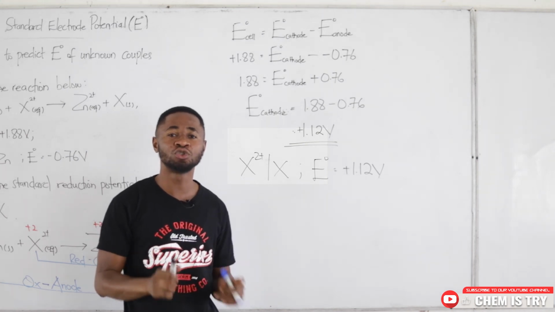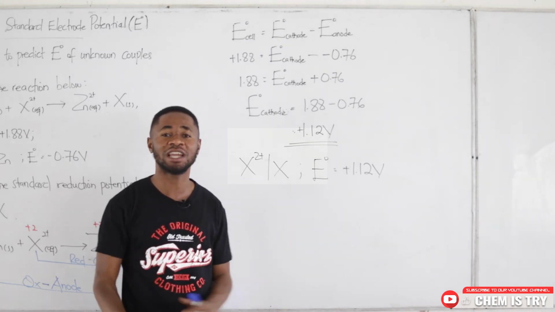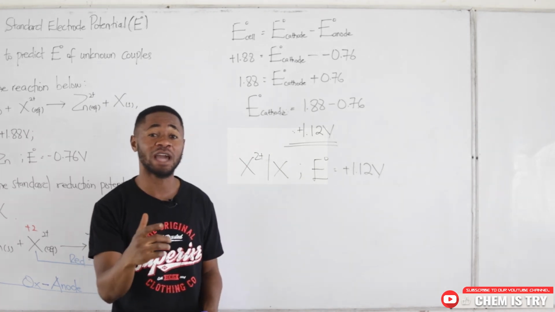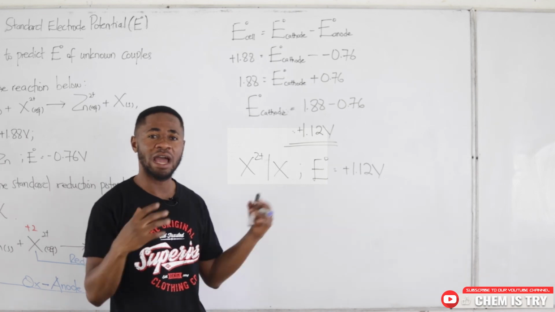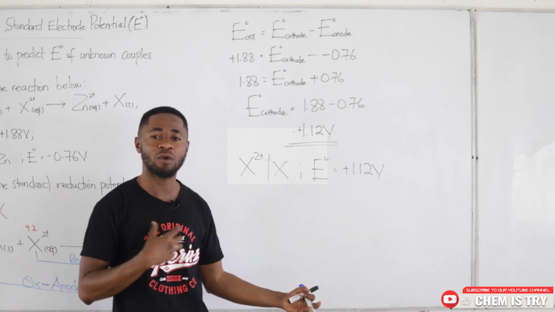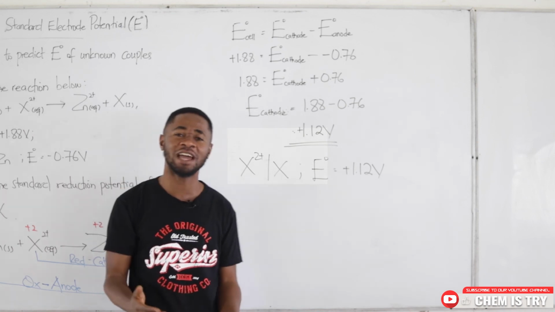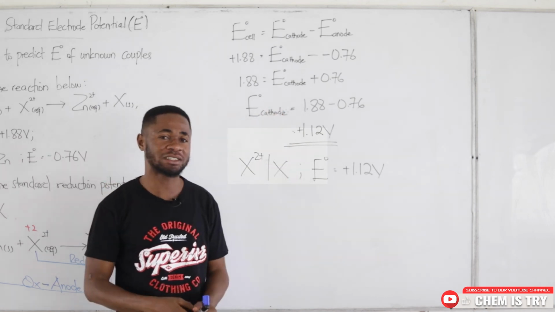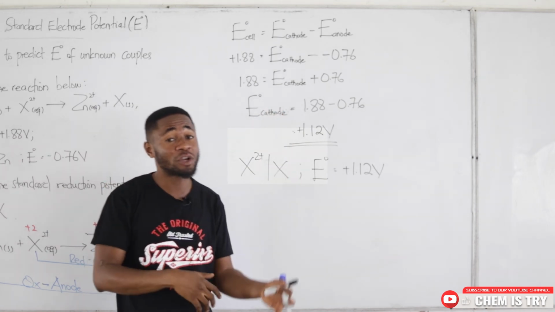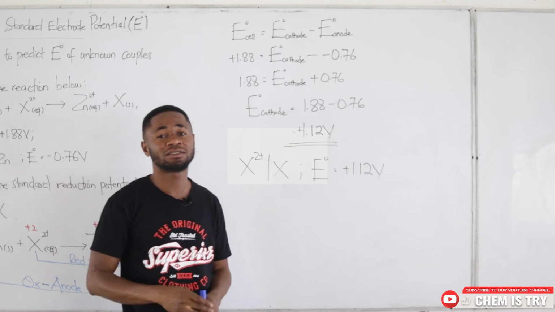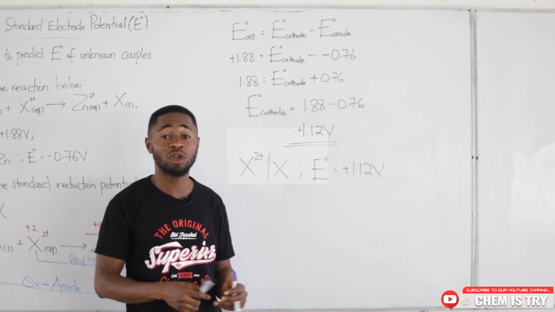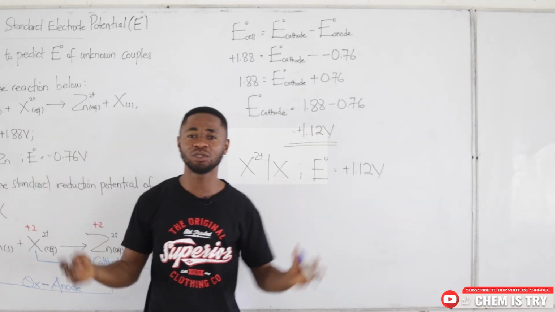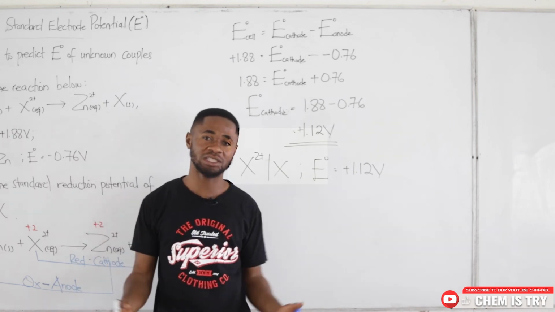Another important use of these standard electrode potential values is to help us create that chart, the electrochemical series. And that series helps us to identify which substance is a very good oxidizing agent and which substance is a very bad oxidizing agent. It helps us also to see which substance is the strongest reducing agent and which one is the weakest reducing agent. So these are the uses of the standard electrode potential values.